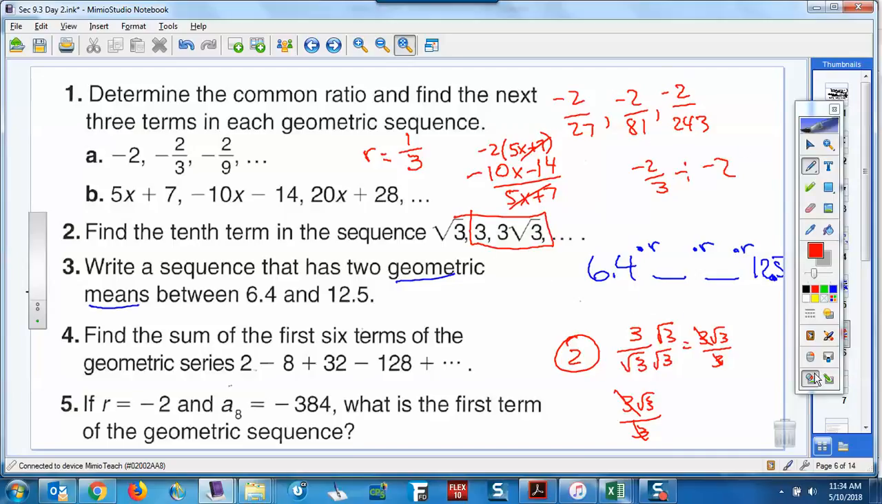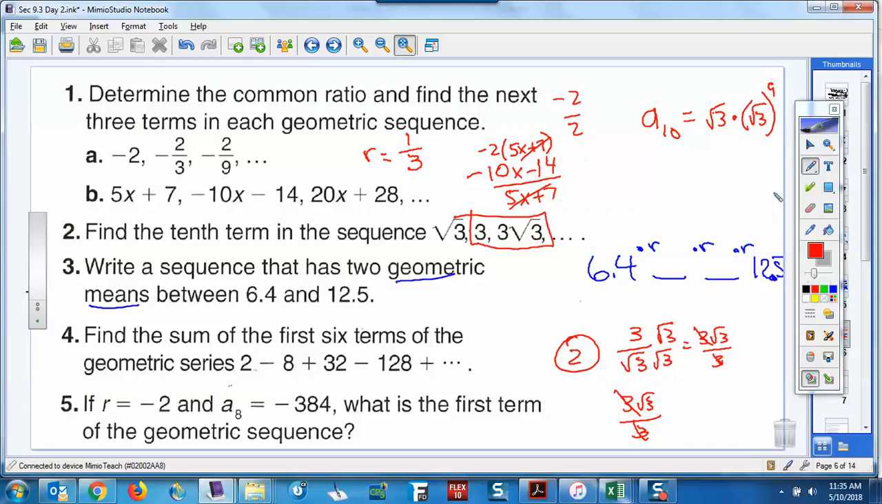So what's our formula tell us? Our formula, let me get rid of some of this. Our formula tells us that the nth term, which they want the 10th term, is what? First term times r to the 9. Now, how does that help you? Where do you go from there? We want to simplify it. How do you do square root of 3 to the 9?